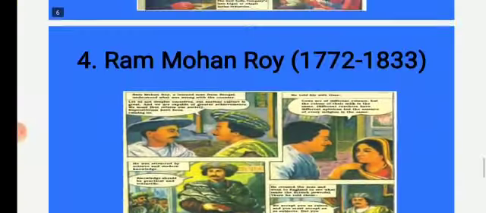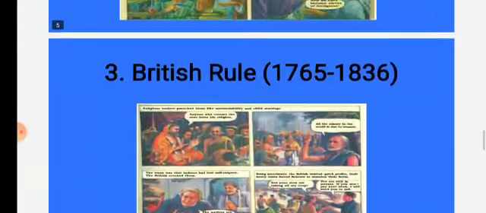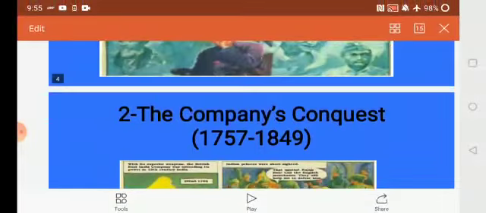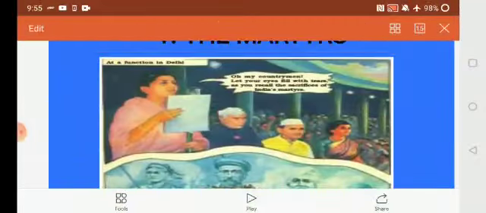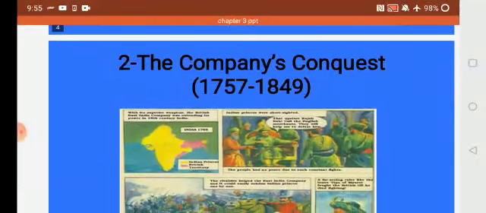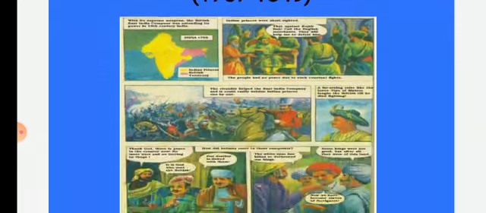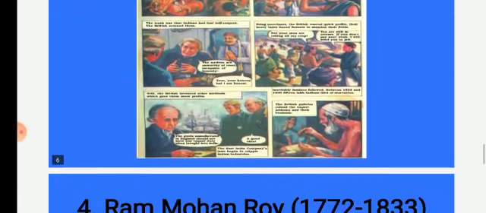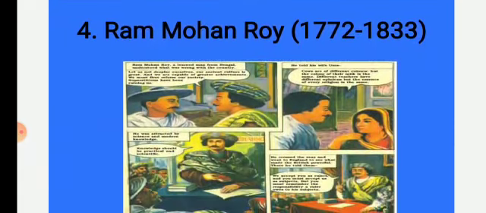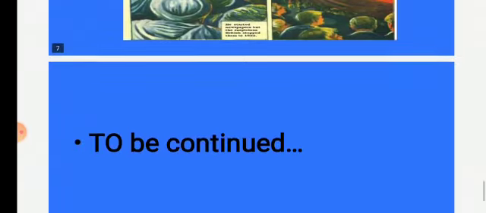So these are the four glimpses of the past here in the first part of the chapter. Students, number one is the Martyrs, the song of Lata Mangeshkar. Second is the company's conquest. Third one, you can see the British rule. And the fourth one is the personality Raja Ram Mohan Roy. So here we complete the first part of this chapter. We will continue this chapter in the second part.